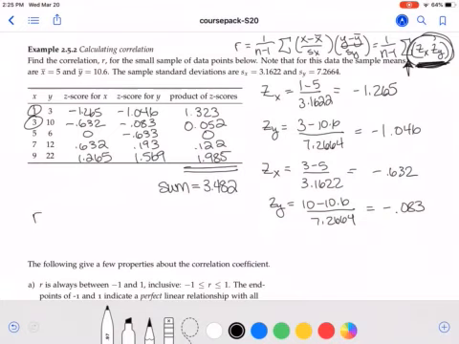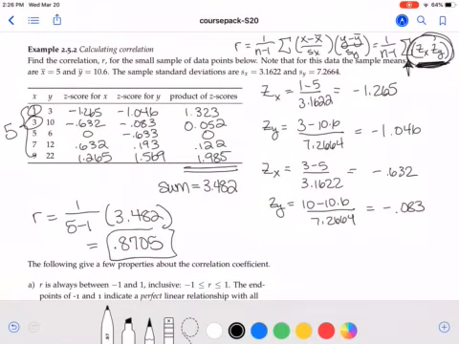Finally, our correlation is equal to 1 over n minus 1 times the sum. Our sample size here is 5. We have 5 data pairs. So we do 1 over 5 minus 1, or 4, times the 3.482. And so if you take 3.482 and divide by the 4 out front, you get a correlation of 0.8705.